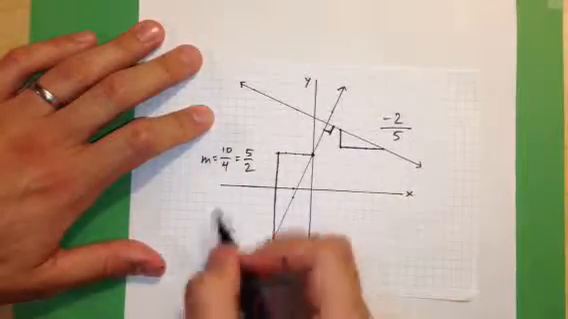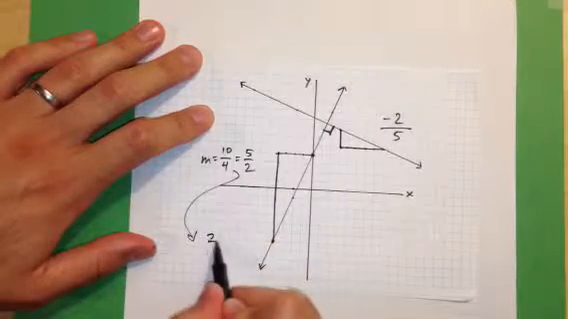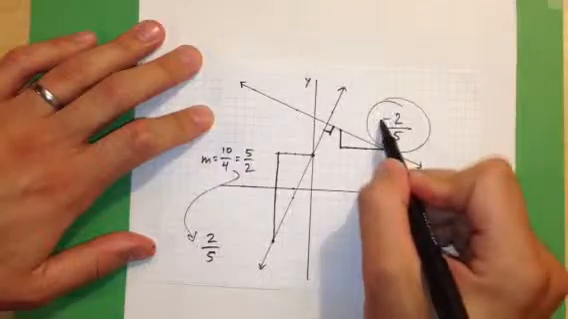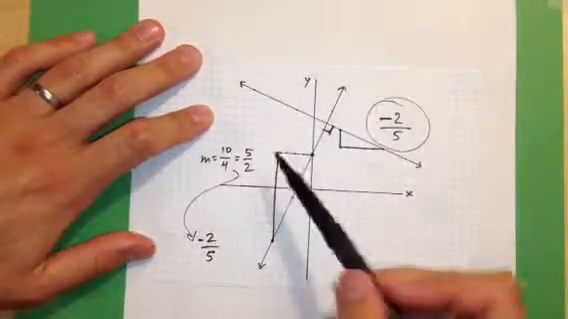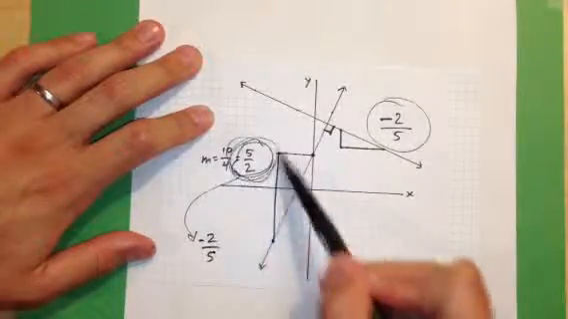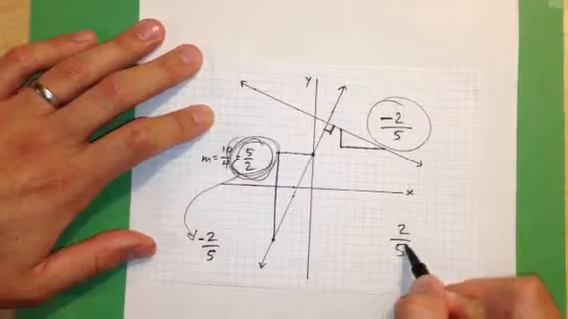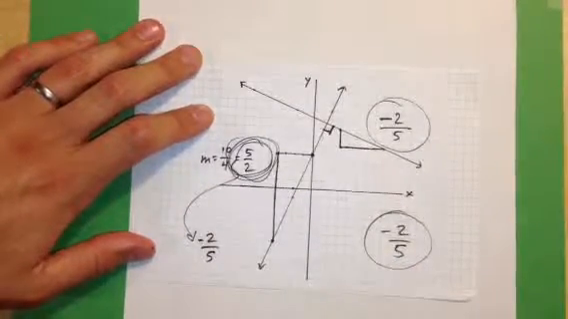So reciprocal means the reciprocal of 5/2 is 2/5, and it must be the negative reciprocal, as you can see here. So if one slope is 5/2, the slope of a line perpendicular to that is the reciprocal, which is 2/5, and negative 2/5. Thanks and good luck with the problems.